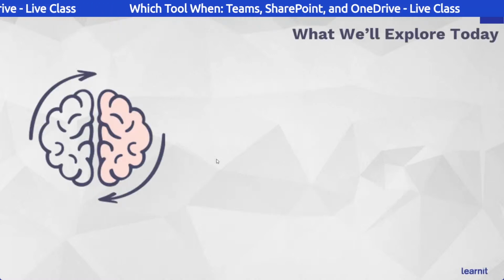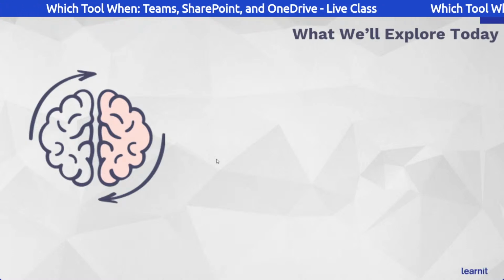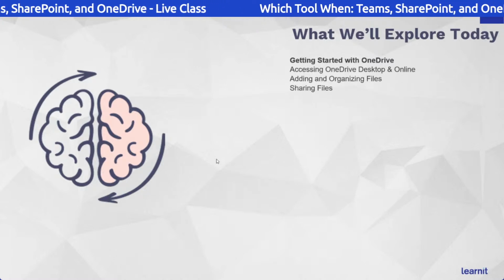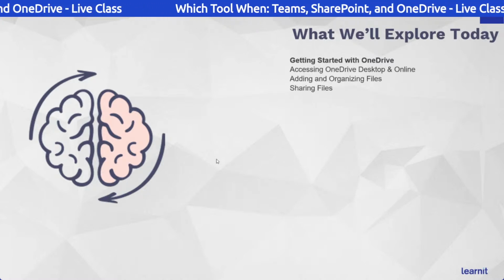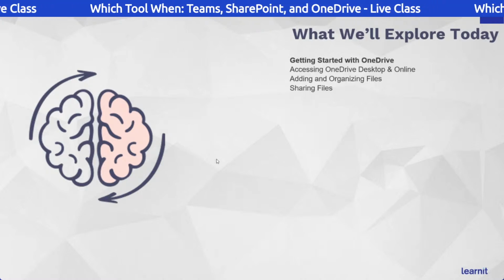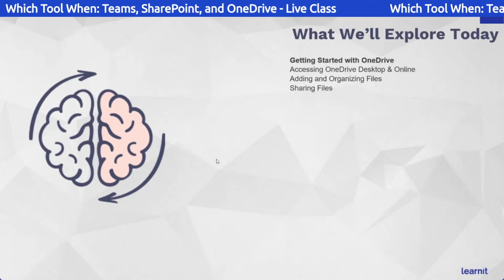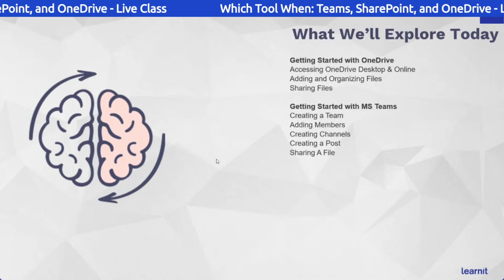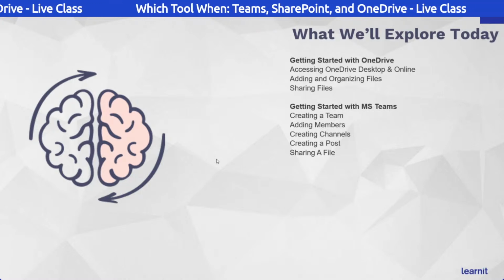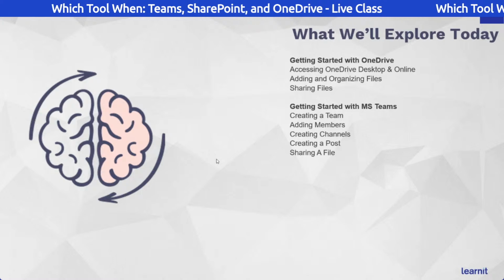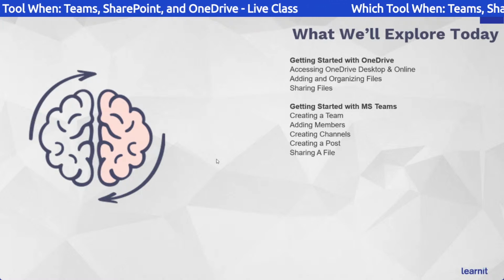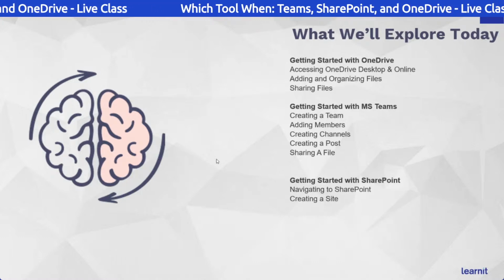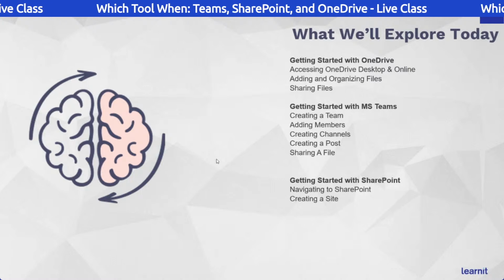So with that said, what we're going to be exploring today in this session is, first off, getting started with OneDrive. I am going to showcase to you accessing your OneDrive desktop and online. I'm going to showcase adding and organizing files in OneDrive and how we can share just a one-off file. We'll then talk about getting started with Microsoft Teams, where I'll showcase how to create a team, add members, create channels, create posts, and share a file. And then last but not least, I will be showcasing getting started with SharePoint, where we navigate to SharePoint, and then I show you how we can create a site.